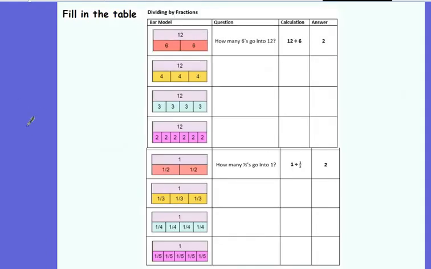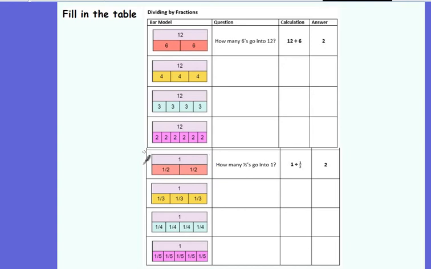Okay, Year 7, in your light blue books now, please pause the video for about 10 minutes and have a go at filling in this table. Each time I've given you a bar model, I've asked you a question. For example, here I've said, how many 6s go into 12? The calculation that this goes with is 12 divided by 6, and the answer is 2. Underneath, can you have a go at filling in this part of the table using the fractions?